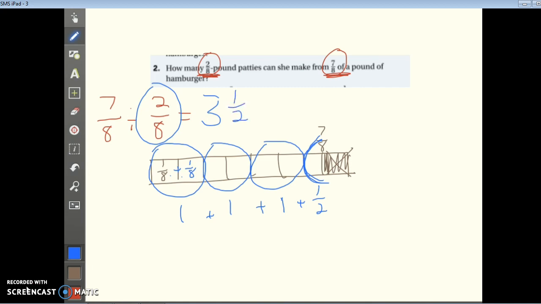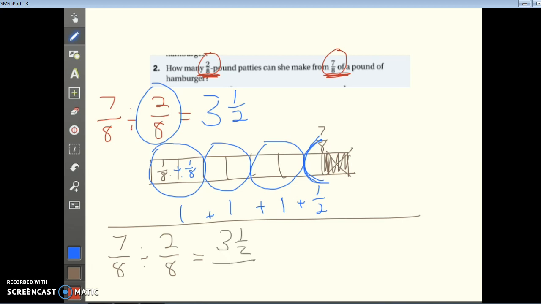Now let's do the procedure down here. 7/8 divided by 2/8. Now, this one's a little tricky. 7 divided by 2. We know that 6 divided by 2 is 3. 8 divided by 2 is 4. So 7 divided by 2 would be 3 1/2. And 8 divided by 8 is going to be 1. So that means our answer is going to be 3 1/2, but we need to label it. So we're going to make 3 1/2 2/8 pound patties.